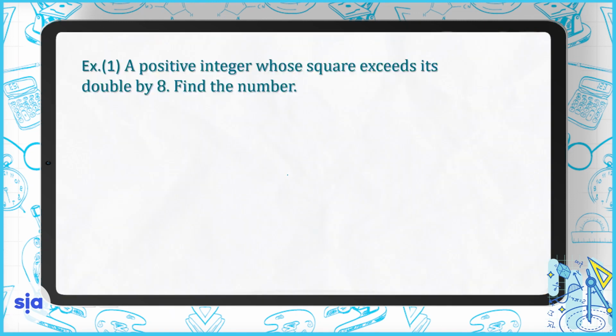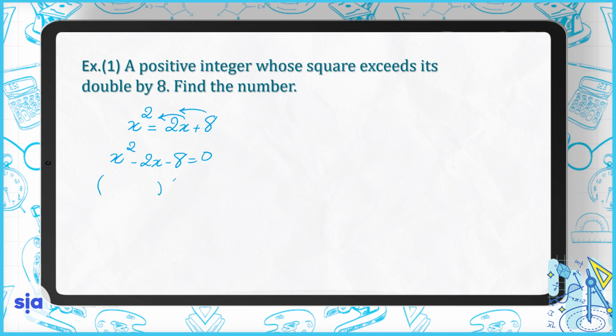A positive integer whose square exceeds its double by 8. We know that the integer is x, right? Its square is x power 2, exceeds its double by 8. So x squared equals 2x plus 8. How can we solve this? We go back here to make it equal 0. So x squared minus 2x minus 8 equals 0.